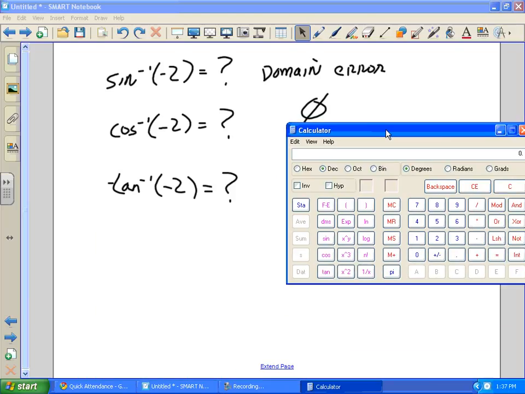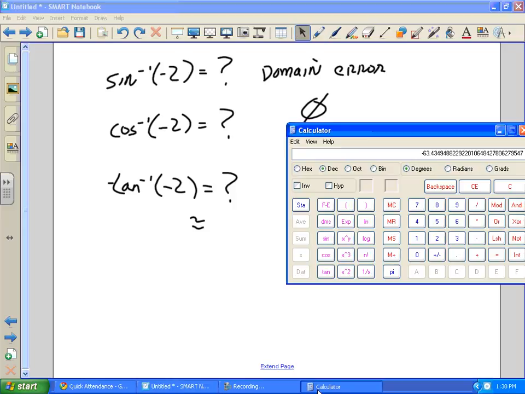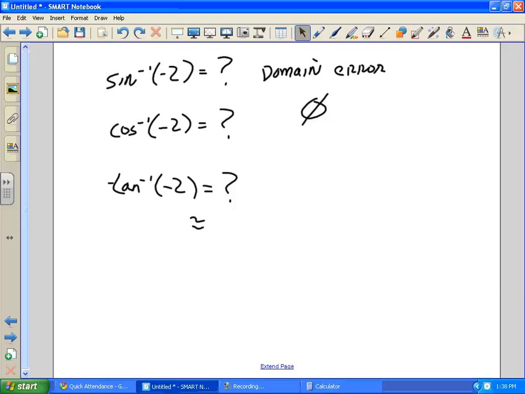So I'd have to go to my calculator, and I would have to say negative 2, inverse tangent, and I get -63.43 degrees. So this is approximately -63 degrees, which is not a unit circle angle, but it can be done.